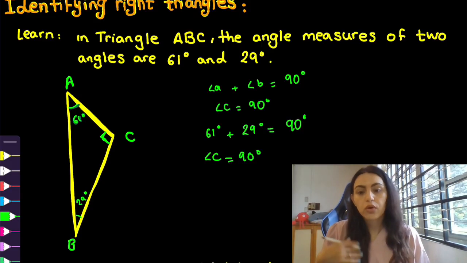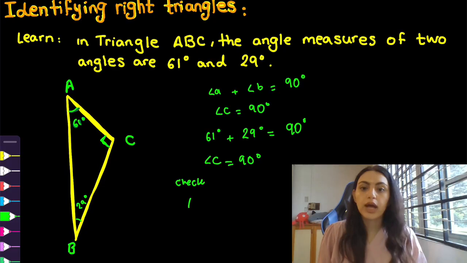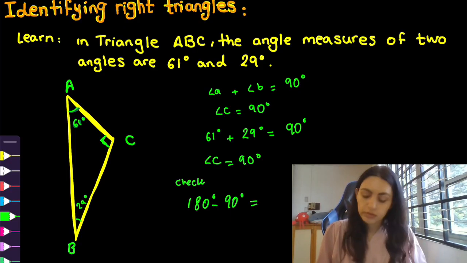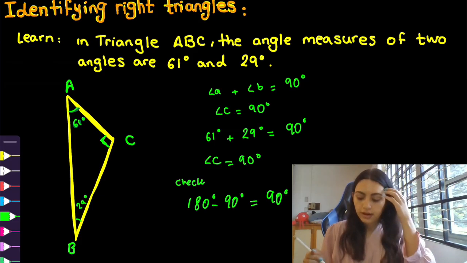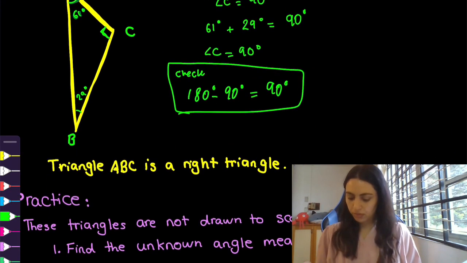You're not sure, you want to know why? We're going to check our work. To check our work, we say the two angles are 90 and the total of the angles in a triangle is 180. So we say 180 degrees minus 90 degrees. Yes, it gives me 90. So it is correct. That's one of the rules we need to remember.